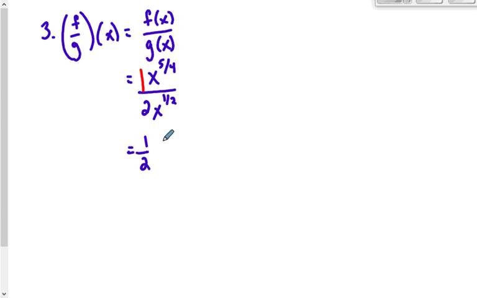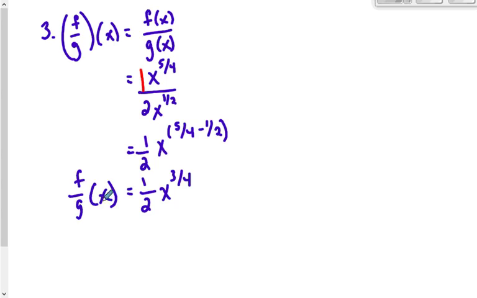And then if I'm subtracting my exponents, I have x to the 5 over 4 minus 1 over 2. I know you don't have a calculator right now, but if we were to go ahead and subtract those, I would get 1/2 x to the 3 over 4. And that is my f divided by g of x. So that's your answer for number 3.